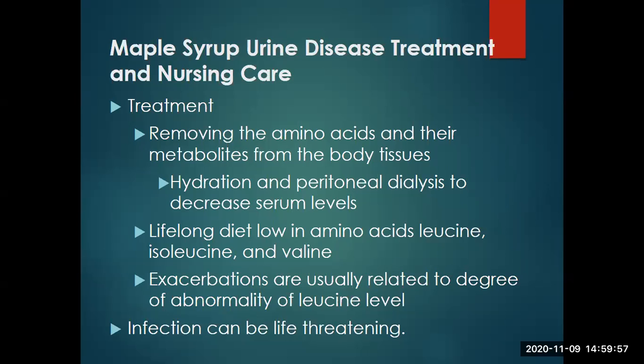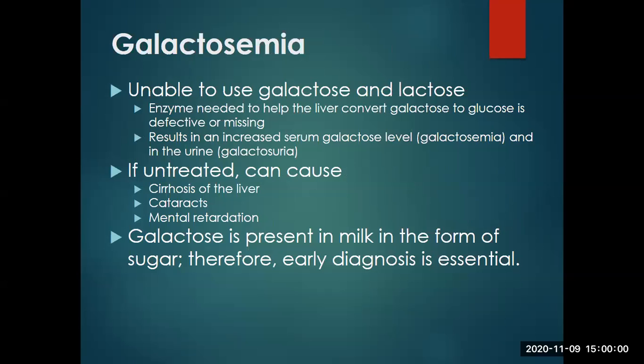So the next one is galactosemia. In galactosemia, the body is unable to use the carbohydrates galactose and lactose. The symptoms of galactosemia begin abruptly or worsen gradually, and you'll start to see signs of lethargy, vomiting, and hyponatremia. As far as nursing care, milk and lactose-containing products are going to be eliminated from the diet of patients who have galactosemia.